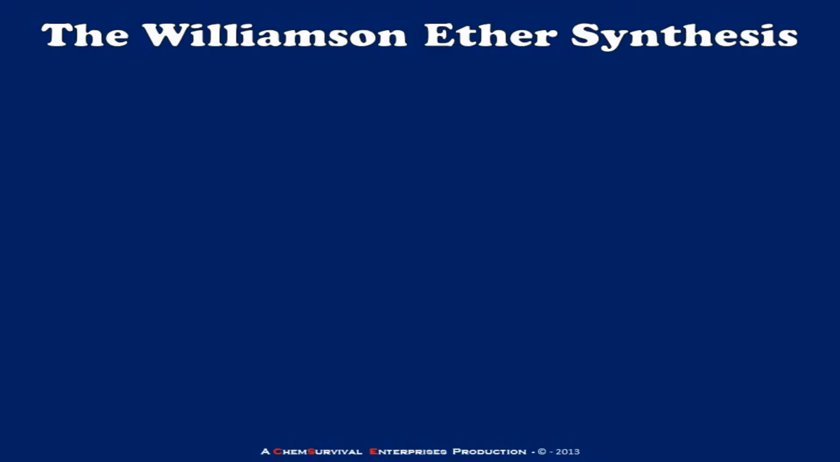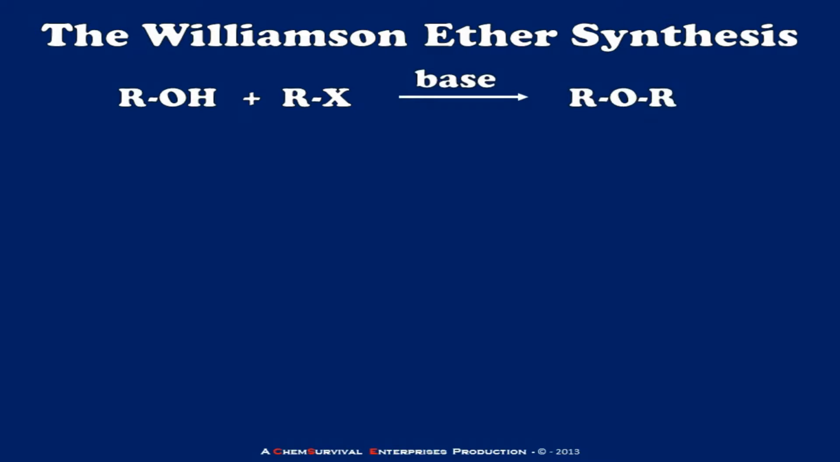So the Williamson ether synthesis can be thought of as the reaction between an alcohol and an alkyl halide under basic conditions to create an ether. Now, what really goes on here essentially is we take the R groups from the alcohol and the alkyl halide and we join them to a bridging oxygen. So you can think of this as a way of combining the R group from an alcohol with the R group from an alkyl halide.